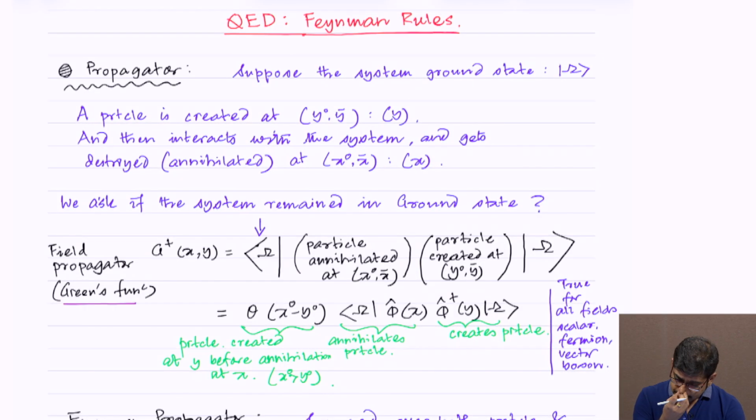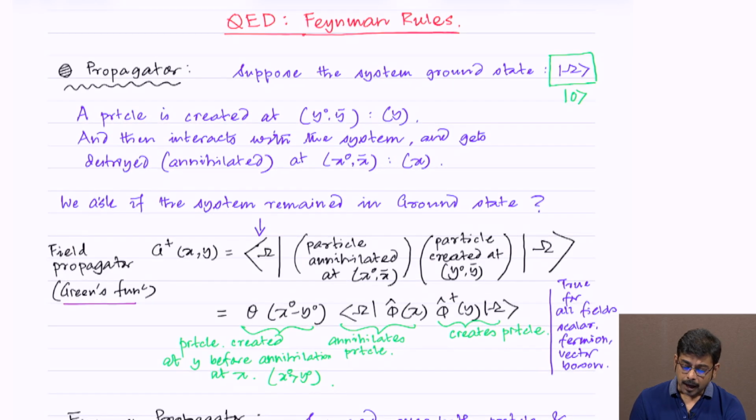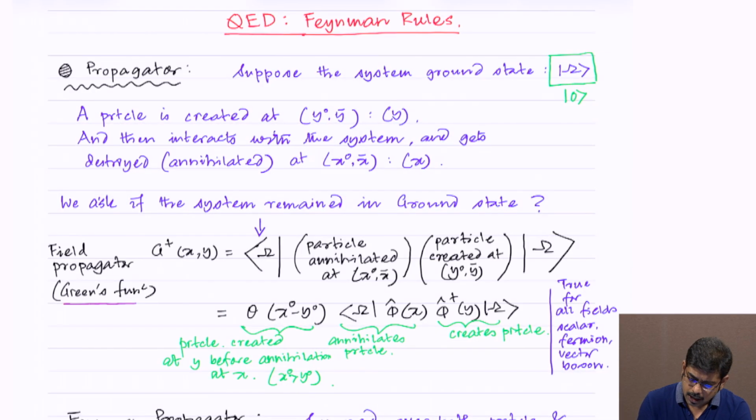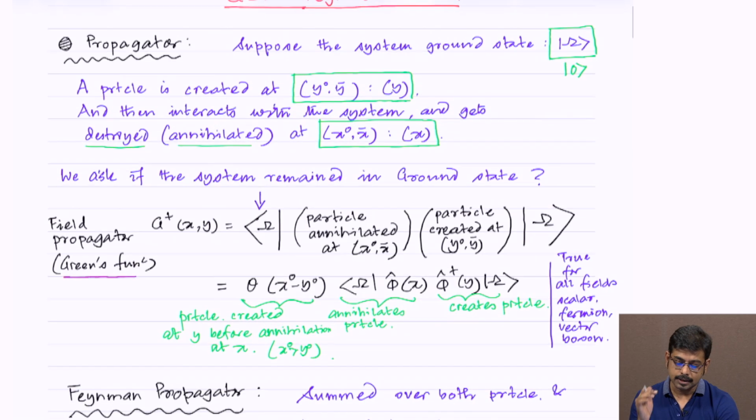Suppose we are talking about a system which is described by the ground state. Let's call it omega. Some people write it as 0, whichever way you want to write it is fine. Now we think of a thought experiment: suppose you have a ground state of the system, and you create a particle at some point y0, y vector, which in 4-vector notation you can simply say is y. You create a particle there, and the particle propagates up to point x, where it gets destroyed or annihilated, at the point x0, x vector, or in 4-position notation, x.